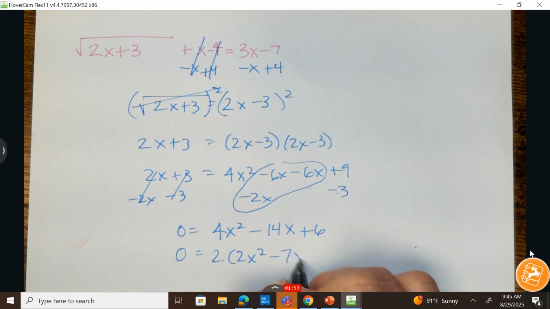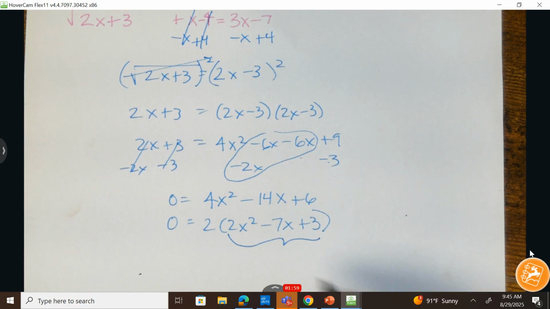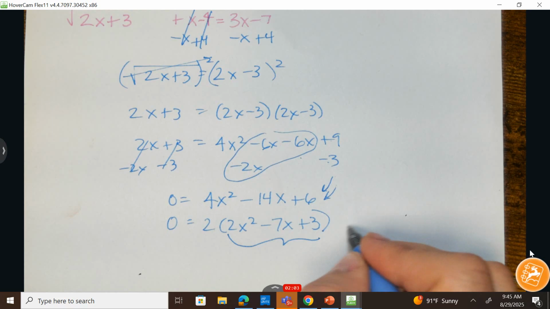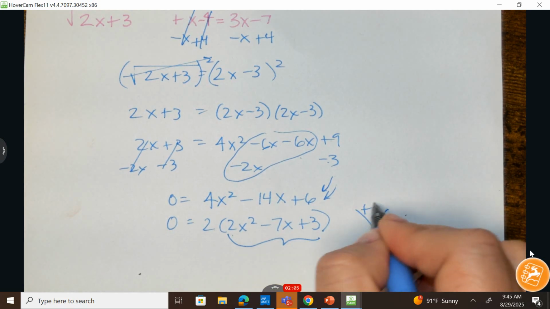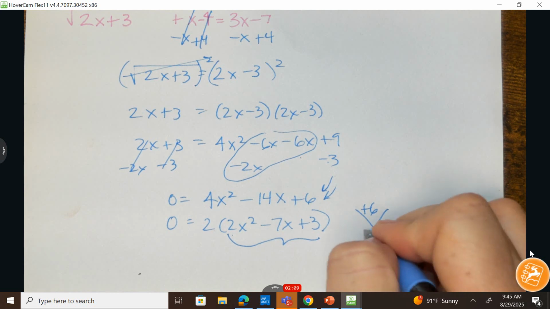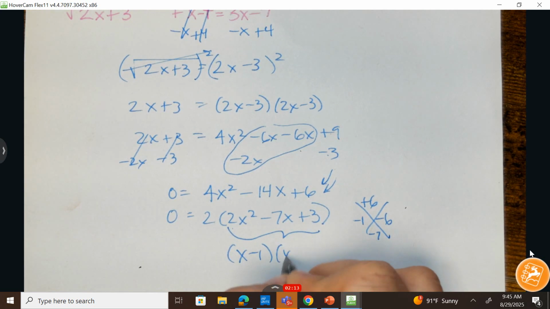2x squared minus 7x plus 3. Is there a way that I can solve this trinomial? I'm going to try factoring. You can always try factoring here or the quadratic formula as well. 2 times 3 is 6. What two numbers multiplied to equal positive 6 and combined to give you a negative 7? Negative 1 and negative 6. So x minus 1 and x minus 6.